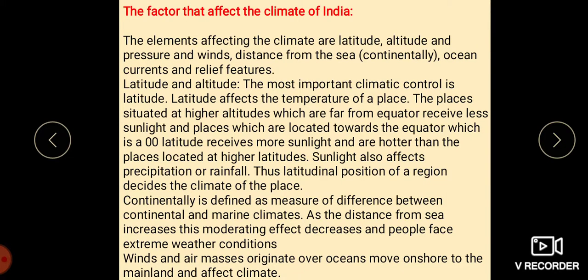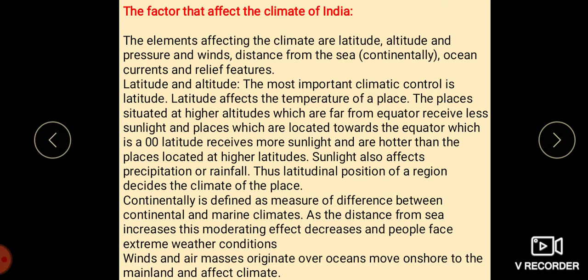When we are having this type of climate, what might be the main factors which influence our country's climate? The elements that affect the climate are latitude, altitude, pressure and wind, distance from the sea, ocean currents, and relief features. Latitude and altitude: the most important climatic control is latitude.